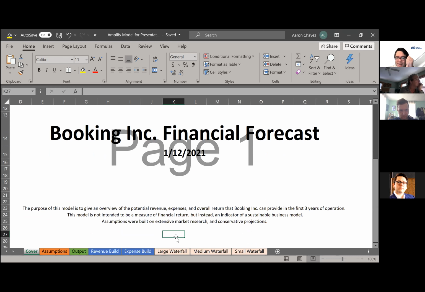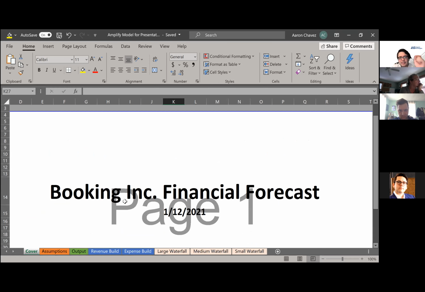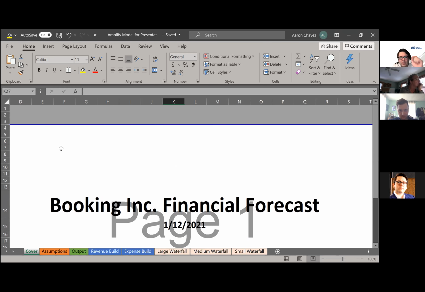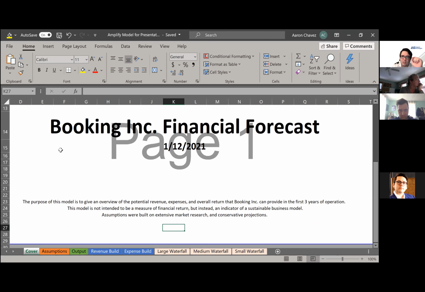This model is not intended to be a measure of financial return, but instead an indicator of a sustainable business model. So when you look at this, that's the lens that you should look at it through. The goal of this is to basically dissect and analyze your business from a financial perspective, not to show that it's the greatest thing under the sun. You want to go clinical here to start with, because the sales can be sprinkled on with formatting and references and verbiage on slides.